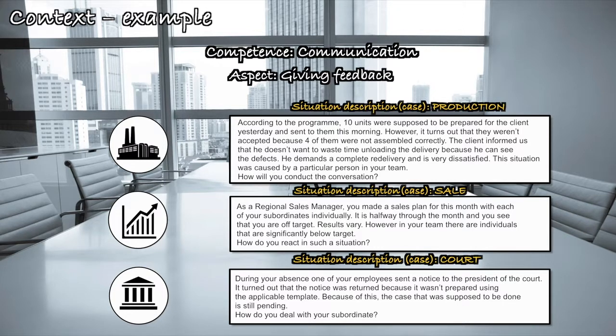All of these situations should help one measure the level of similar competencies and aspects, but they substantially differ in content. This approach is the most important assumption to the contextual competence assessment method.